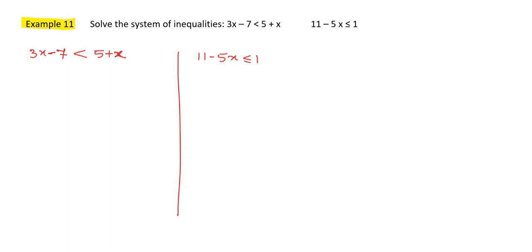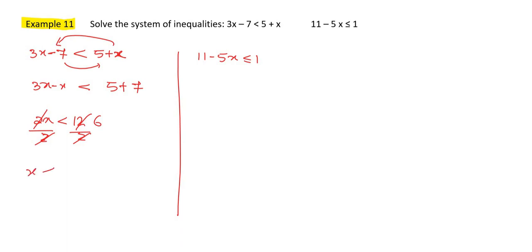Here, let me collect x on one side, this here and this here. So 3x minus x less than 5 plus 7. Correct? This is 2x less than, what is 7 plus 5? It is 12. Correct? So if I divide by 2 on both sides, what will I get? This is 6. x is less than 6. Correct? Now let's do this one here.